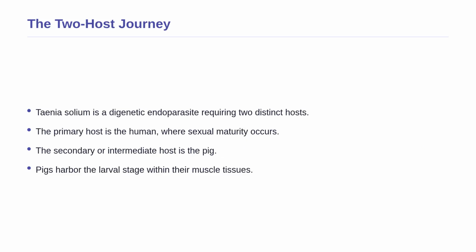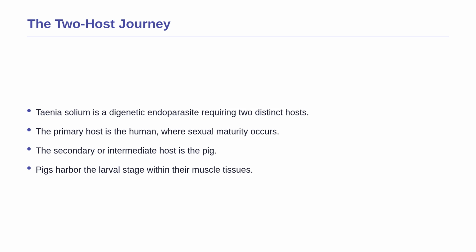Now that we know what our topic is, let us look at how this parasite survives. In scientific terms, Taenia solium is a digenetic endoparasite. This simply means its life cycle requires two distinct hosts to be completed. It cannot survive its whole life in just one place.